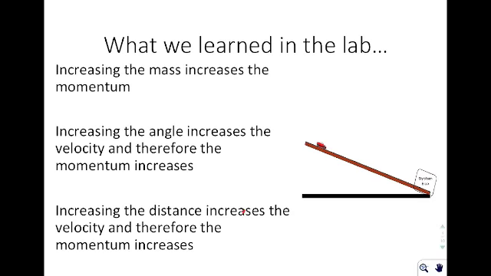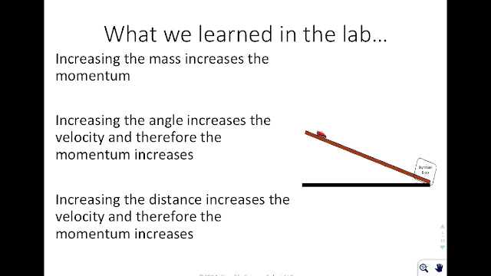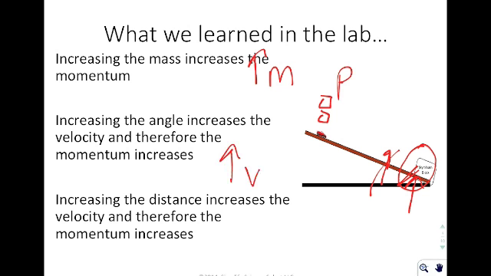What we learned in the lab is that when you increase the mass, you increase the momentum. And the momentum we defined as what the impact was on this particular styrofoam block. So as we added mass to the car, you found that there was a greater impact on the styrofoam block. You also found that whenever you increase the angle of the ramp, you also increase the velocity. And when you increase the velocity, you also increase the impact on the block, or the momentum. We also know that whenever you increase the distance it's allowed to roll, the velocity also increases, and therefore momentum increases as well. So we know that increasing mass increases momentum. We also know that increasing velocity increases momentum.